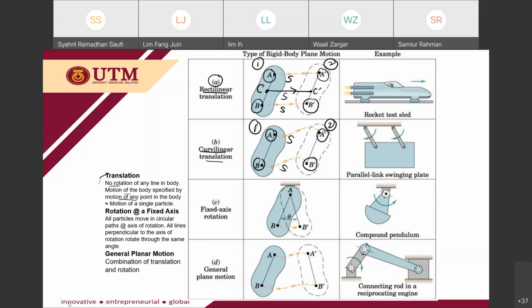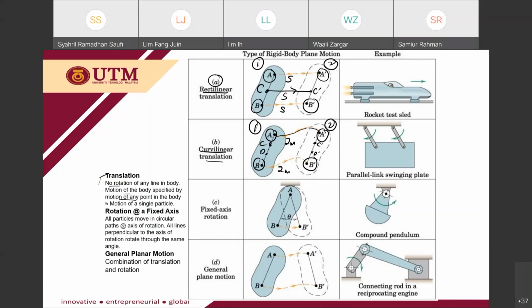Let's say I put here 2 meters, and then B to B prime also 2 meters. The distance covered by all the points in the rigid body is the same. If I have C to C prime, the distance covered is also 2 meters. D to D prime, also 2 meters. But the difference between rectilinear and curvilinear is that the path that the point travels from position 1 to position 2 is a curved path.